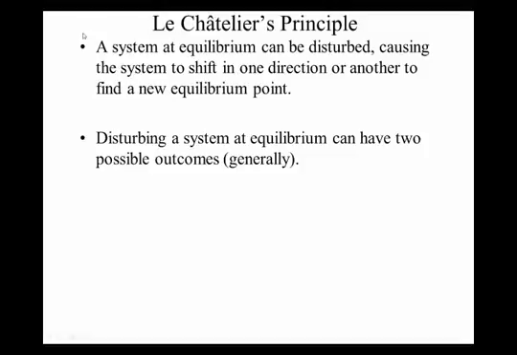Did I shift it so that it now has too much reactant? Then it's going to run forward to get rid of the reactant and make product. If it now has too much product, it's going to run backwards. Let me draw this all out. I think that'll make much more sense.